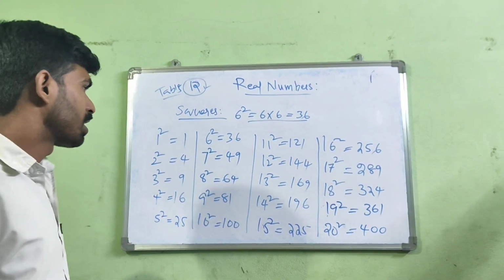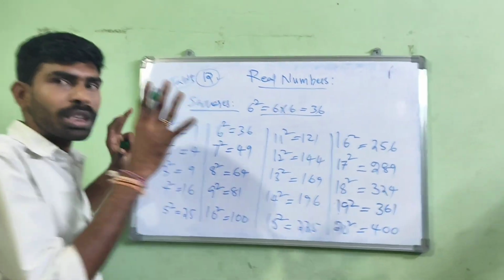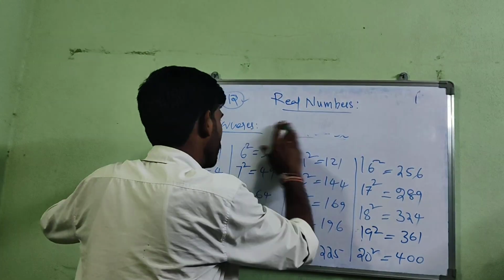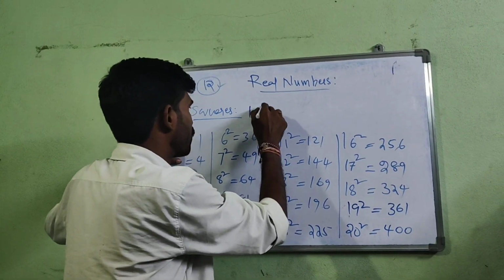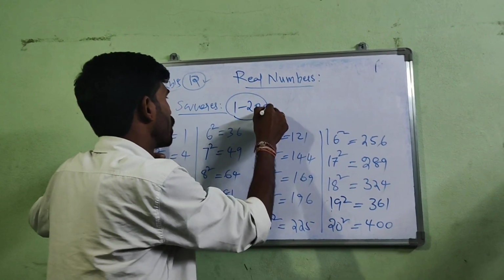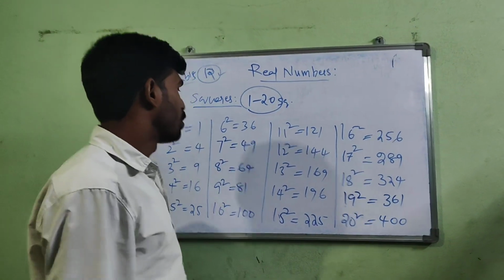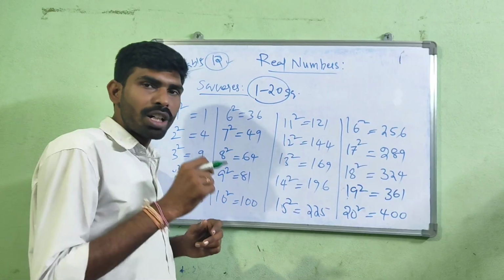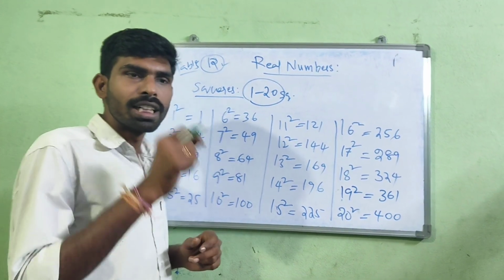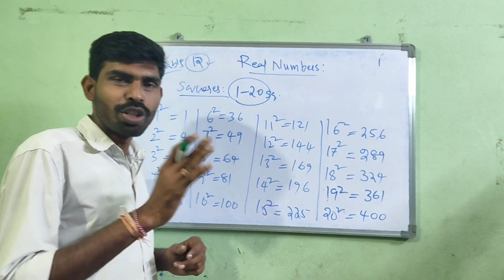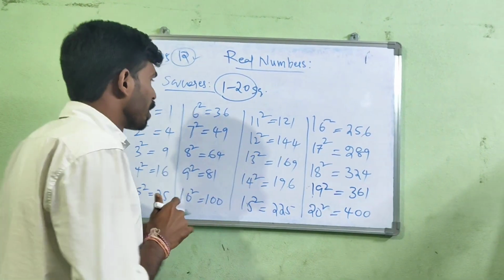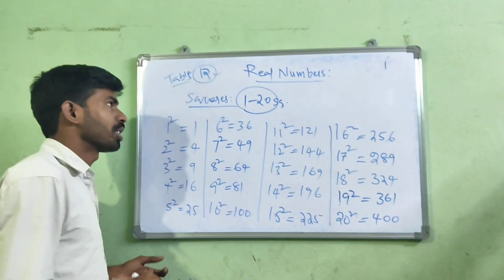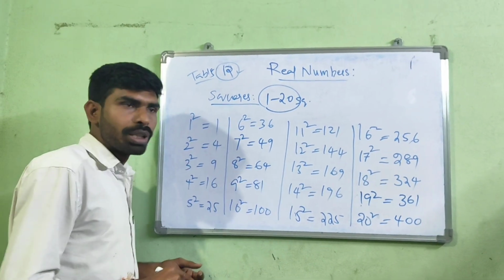Like that, at least you need to remember by heart these 1 to 20 squares. This is very important for every student. You need to learn these by heart. If you memorize the formulas in mathematics only then you will get moksha, otherwise it is not possible. Now you need to take this into your class notes, important, and cubes are also important.